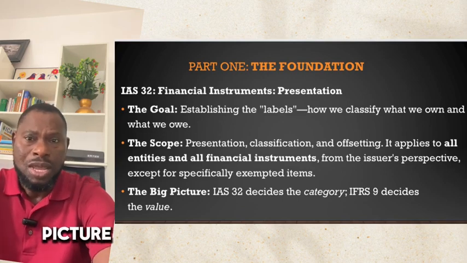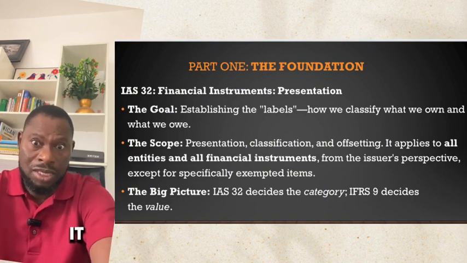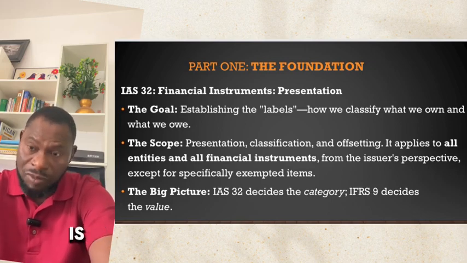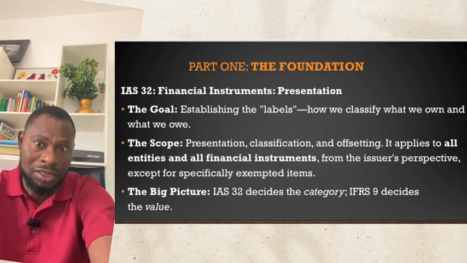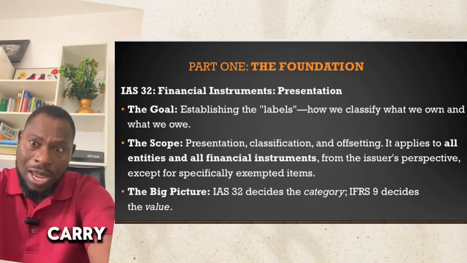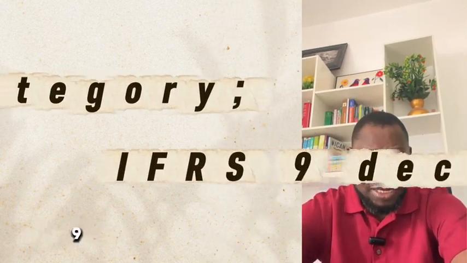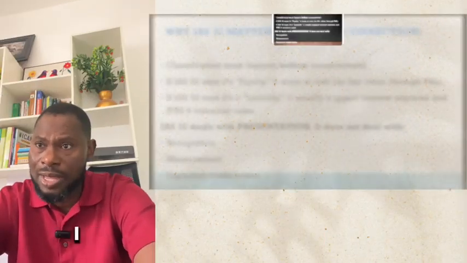So what is the big picture? The big picture is simple. IAS 32 decides the category. IFRS 9 decides the value. What is the value of the financial instrument? That is IFRS 9, which we are going to look at in our next lecture. As I said, it is expedient to understand IAS 32 before IFRS 9. So IAS 32 decides the category, IFRS 9 decides the value.